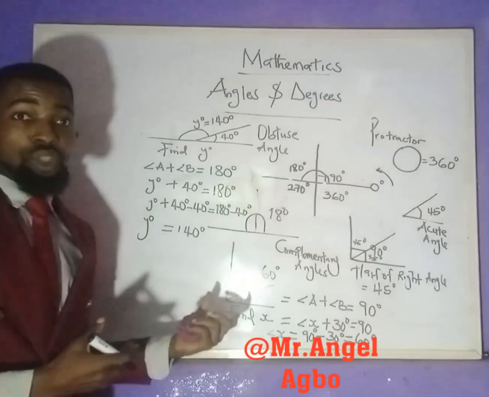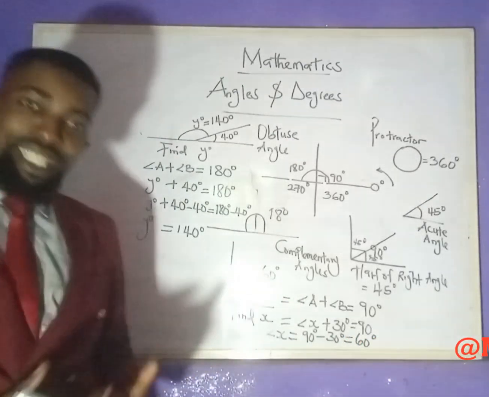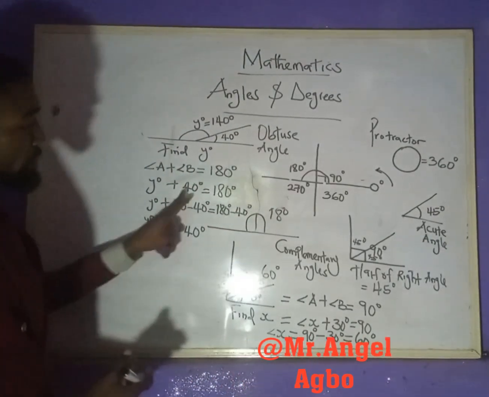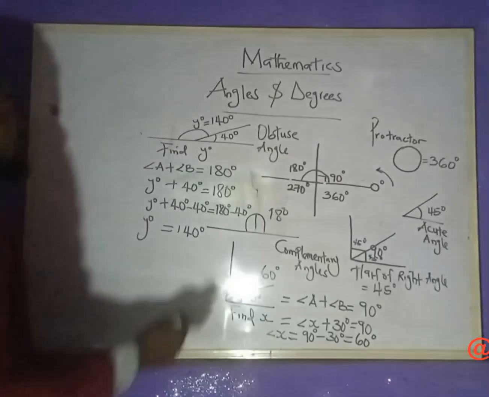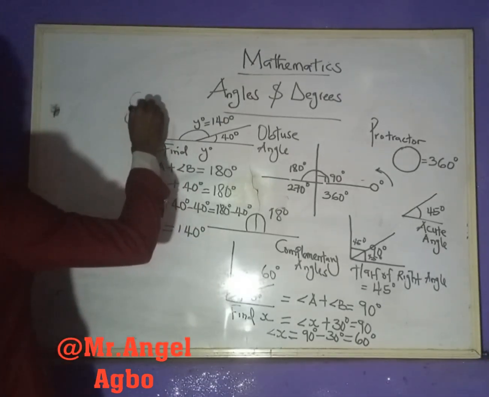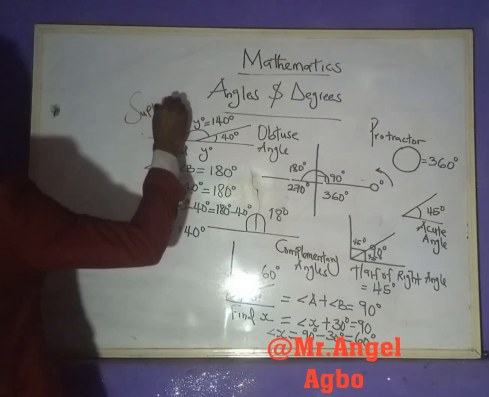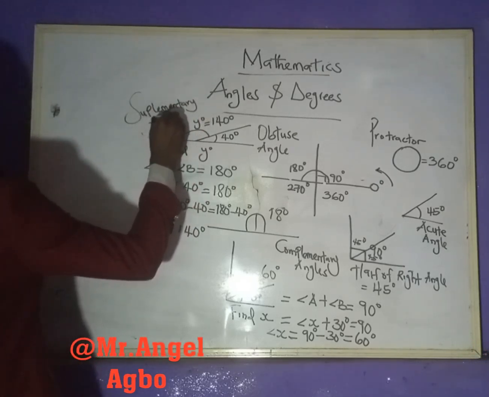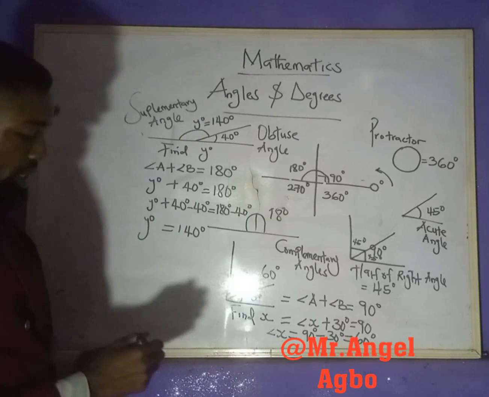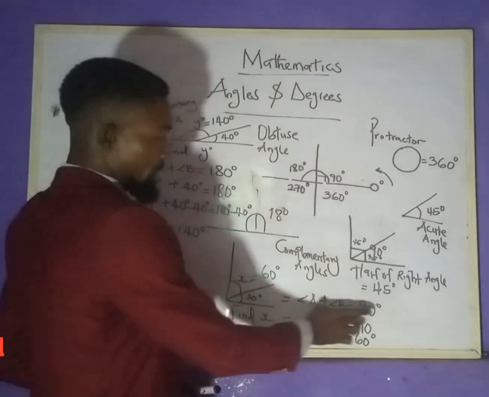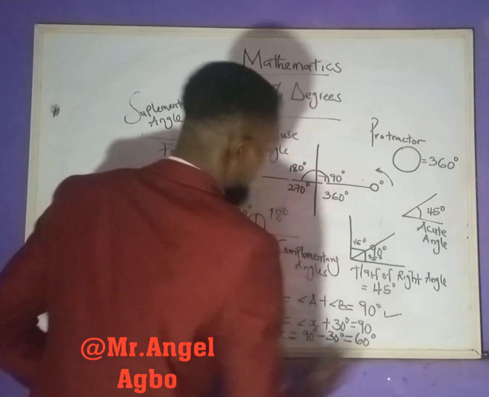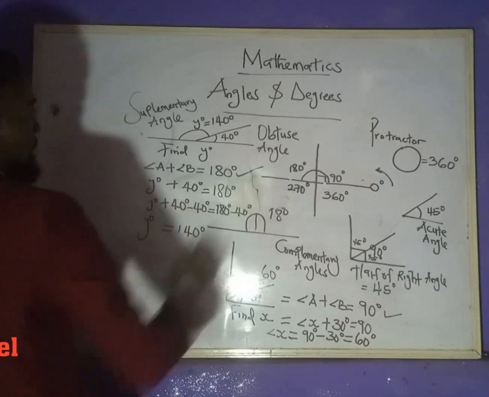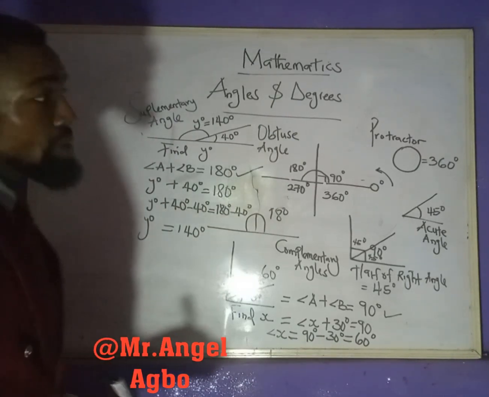So it's very easy to find a missing angle. You use this formula to find the one that is a supplementary angle, and you also use this formula to find the one that is for complementary angles. This one is for supplementary angles.